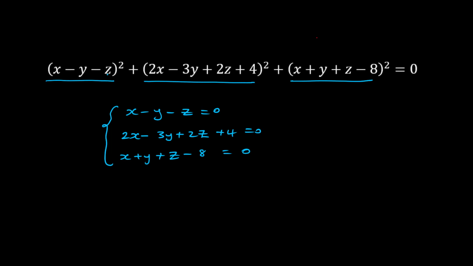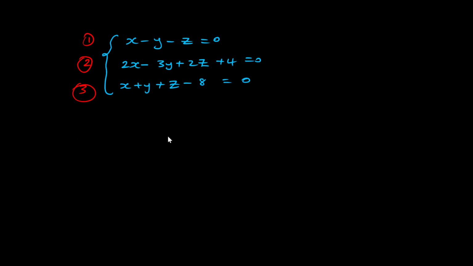Now what I'm going to do here is let's label these. So this is equation 1, equation 2, equation 3. Now that will come in handy whenever we're solving for these equations, because we're going to have to use the elimination method of simultaneous equations to solve these. All right, so let's add equations 1 and 3.